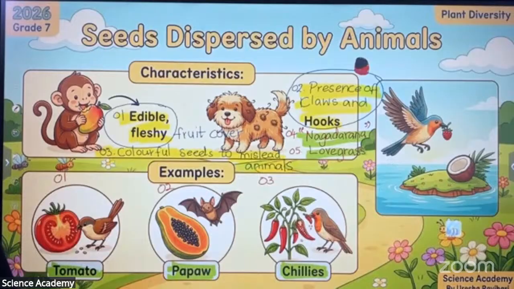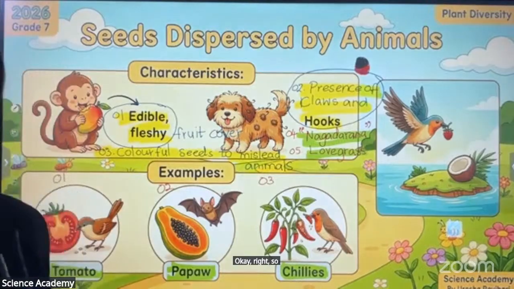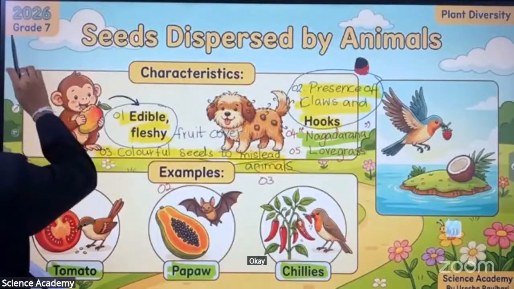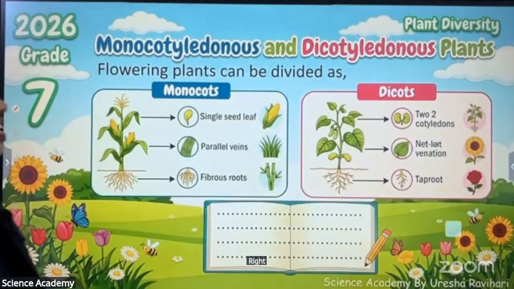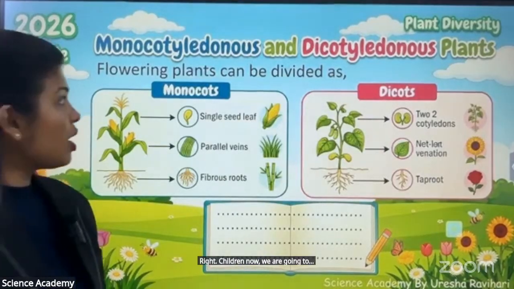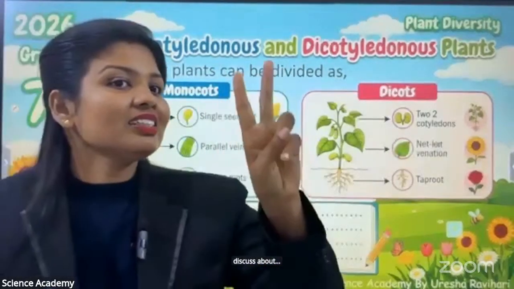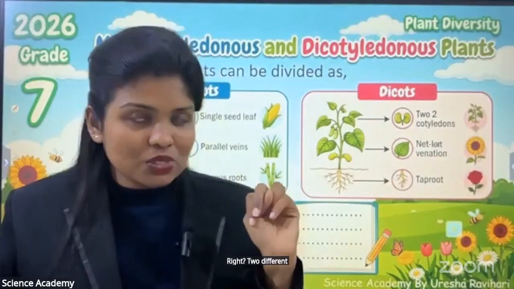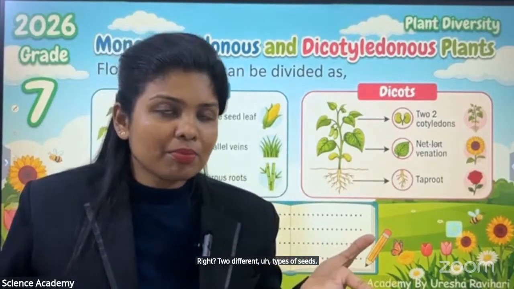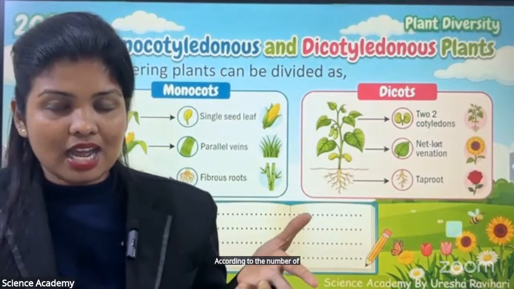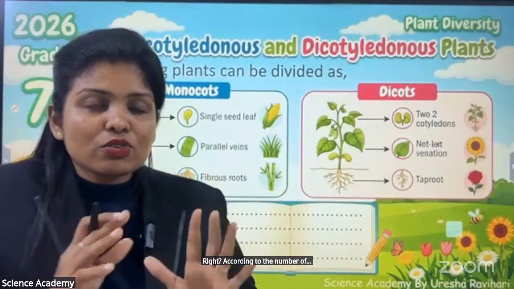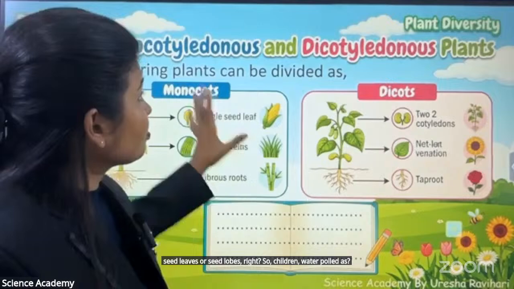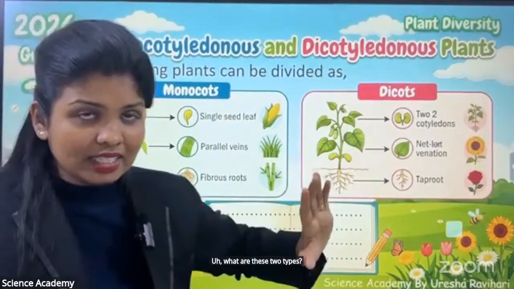Done, miss. Okay, right. So children, shall we move on to the next? Okay, teacher. Right. Children, now we are going to discuss two different types of seeds, according to the number of seed leaves or seed lobes, right? So children, what are these two types called?